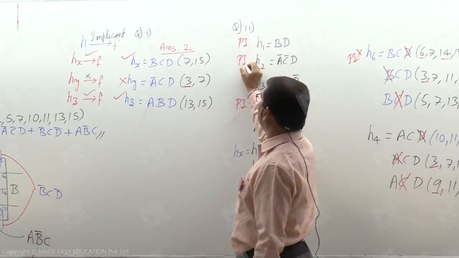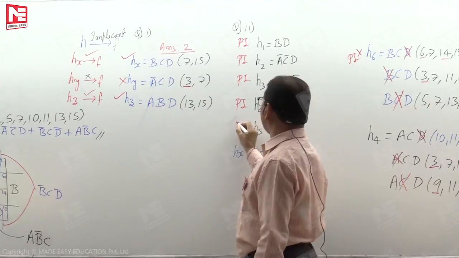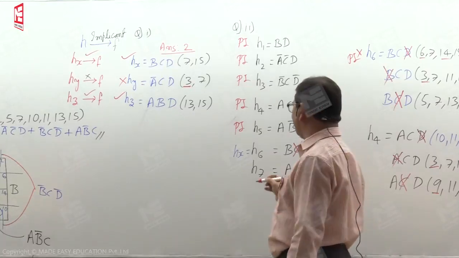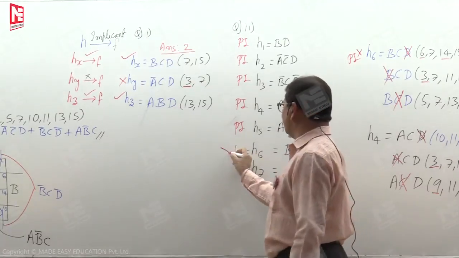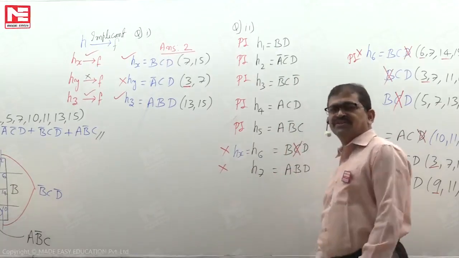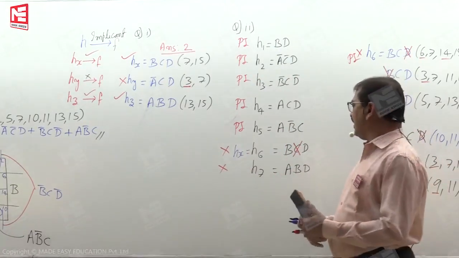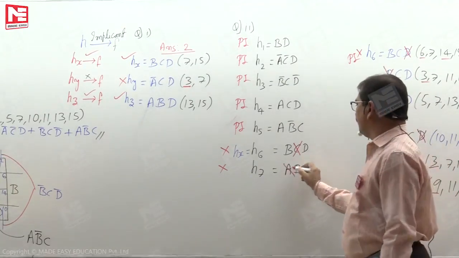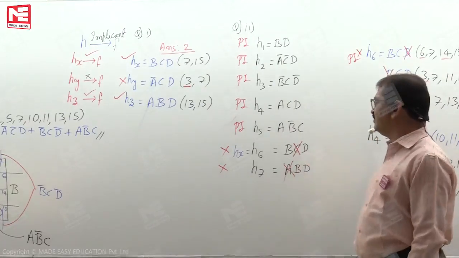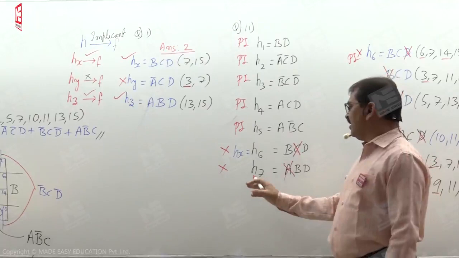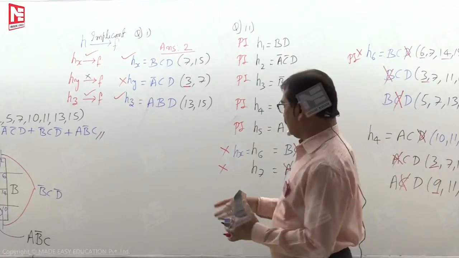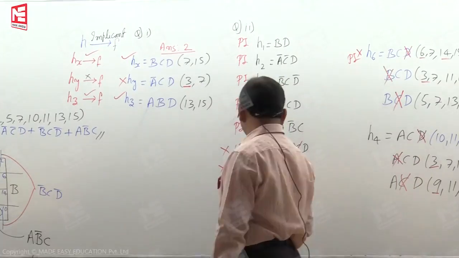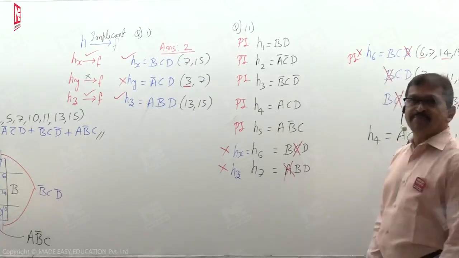H1 is a prime implicant, H2 is a prime implicant, H3 is a prime implicant, H4 is a prime implicant, and we verified H5 is a prime implicant. H6 is not a prime implicant, and we also recognize H7 as not a prime implicant. From H7 we have the possibility to remove A. If you remove A, it is BD, which we already verified. So this S7, from the earlier work, is also not a prime implicant.